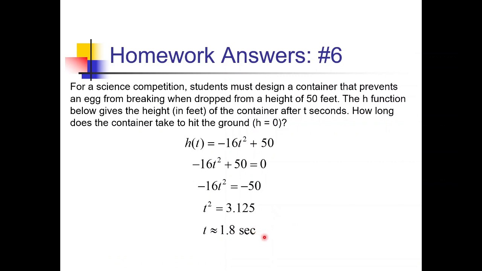Now you might be saying, hold on a sec, we square rooted an equation. Don't we also have a negative 1.8 seconds? Well, I mean, probably not in this situation. Normally, mathematically, yes. But in this real life setting, the concept of negative time doesn't really make sense. It doesn't make sense that the egg crate hit the ground 1.8 seconds before it was dropped. So we're just going to discard the negative answer and keep our positive one.